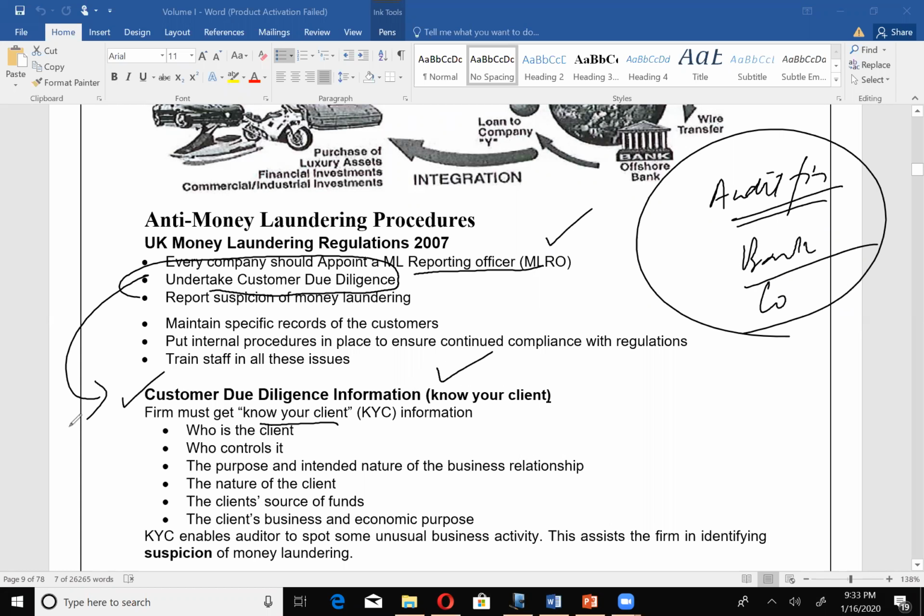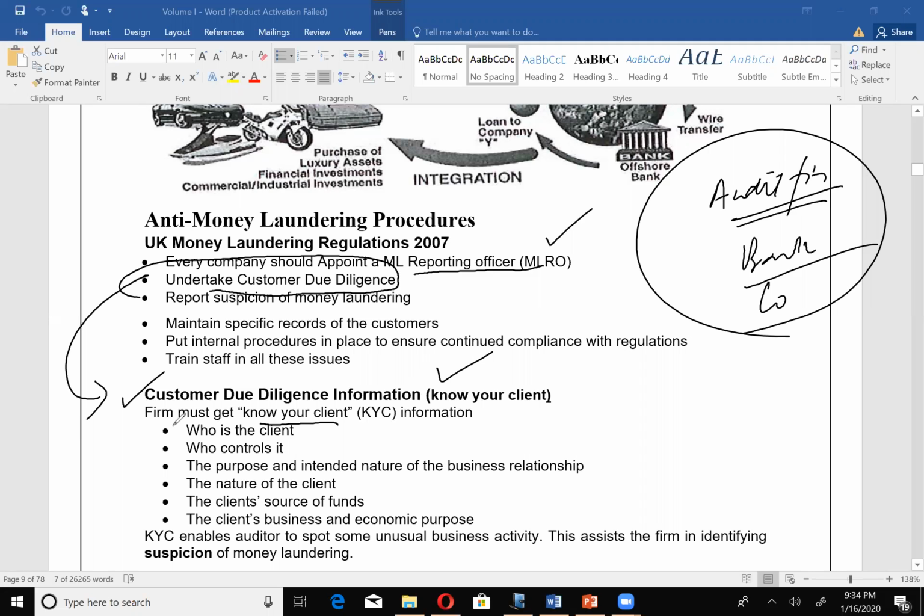Their identity. For example, students, you go to the bank to open an account. They ask for your identity card. And they ask, what is your source of funds? Bring a salary slip, bring a letter, or if you are doing some business, bring proof. They ask for multiple documents. They say, bring a utility bill. By collecting all this information, they are gathering information about you. Know your client. And when they are satisfied, then they open the bank account.